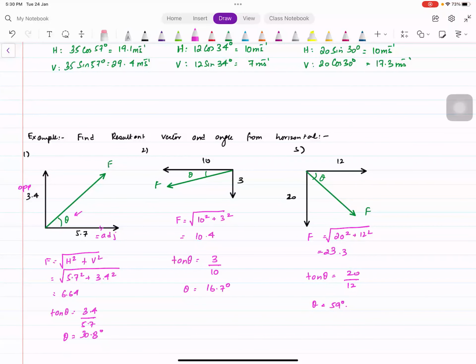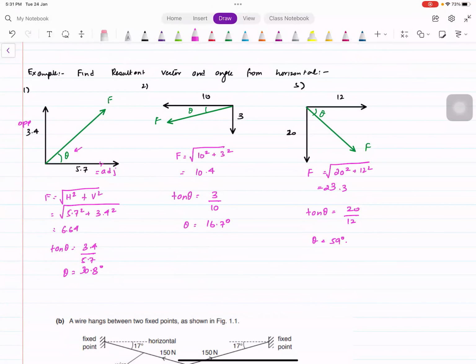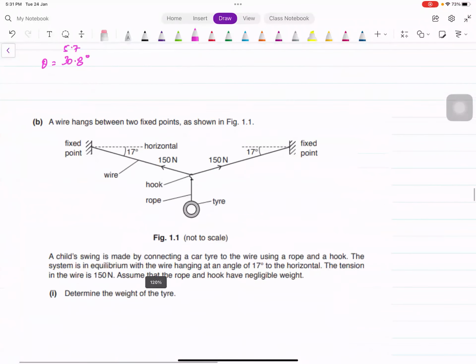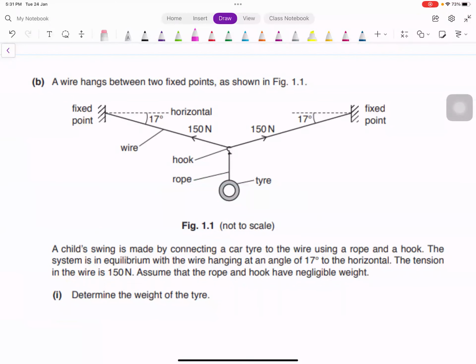Anyway, now going to the next one. Let's look at a full question and see how it is solved using resolution. Suppose that this question has come in your exam, and in this question, as you can see, there's a tire hanging. There's 150, 150, and 17 from that. It says a child swing is made by connecting a car tire to the wire using a rope and a hook. The system is in equilibrium with the wire hanging at 17 degrees. The tension in the wire is 150, so determine the weight. So what they want is to find the weight of this.